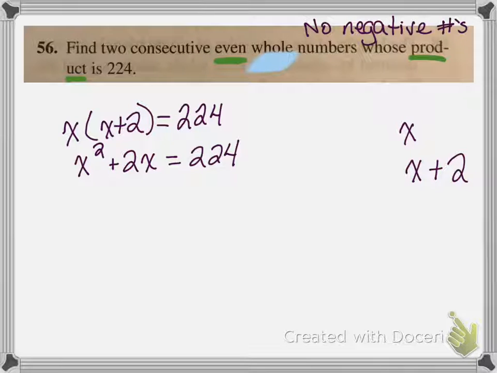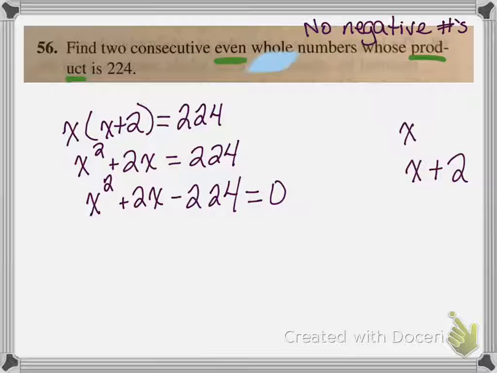What do I do next? Bring the 224 to the other side. The 224 needs to be moved over, and I do that by subtracting it from both sides. So I have x squared plus 2x minus 224, and that equals 0. We know how to solve this. We solve this by factoring.